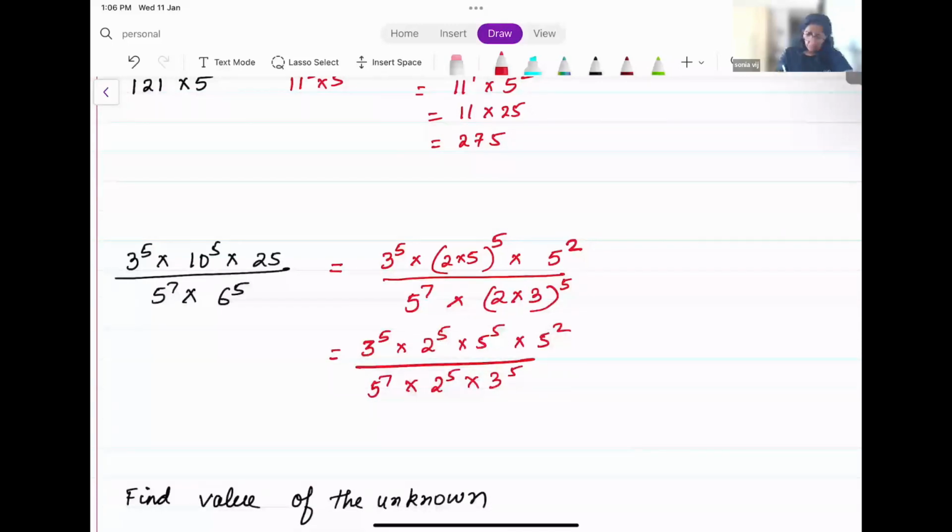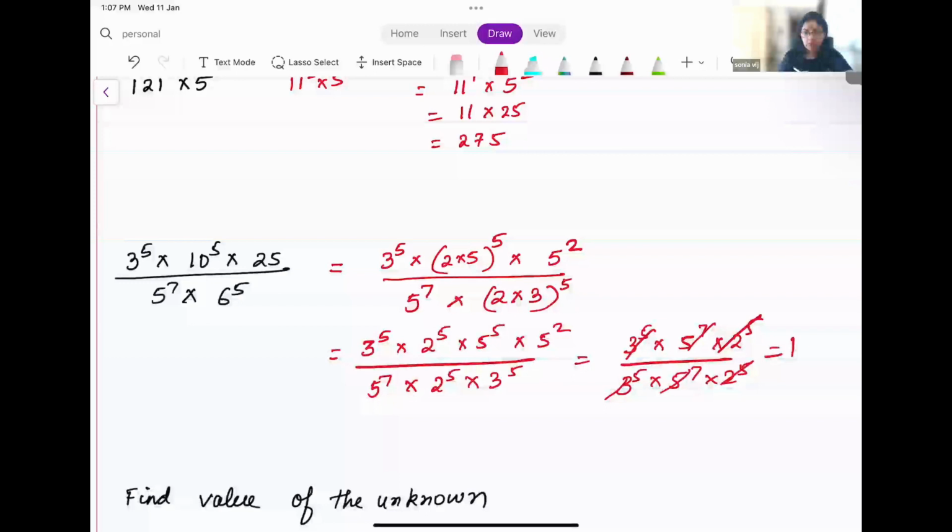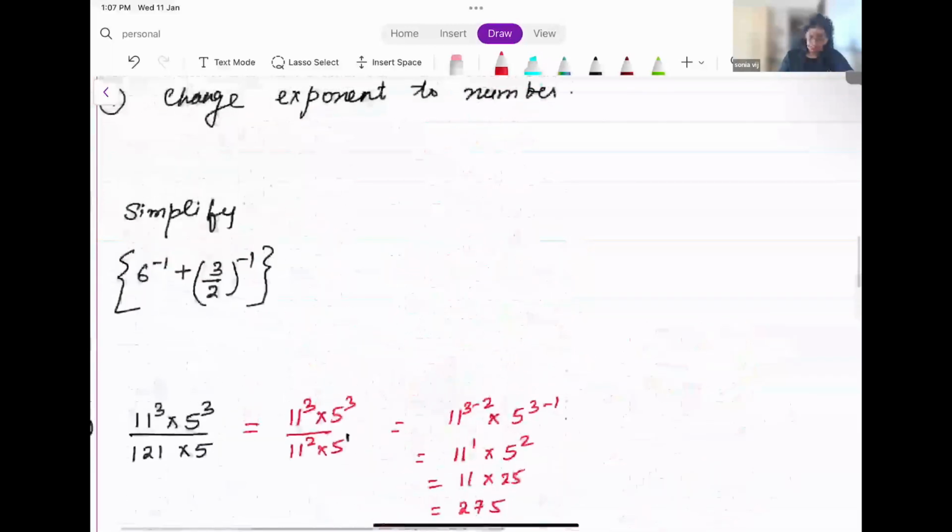Now, let's apply the laws of the exponents, which says 3 to the power 5 into 5 to the power 7 and 2 to the power 5. And down it is 3 to the power 5 into 5 to the power 7 into 2 to the power 5. Can we see? We can cancel and the answer is 1. Cancel, or if you bring it up, it will become 3 to the power 0, 5 to the power 0, 2 to the power 0. All are 1. So we get the answer 1. Let's do the first question.